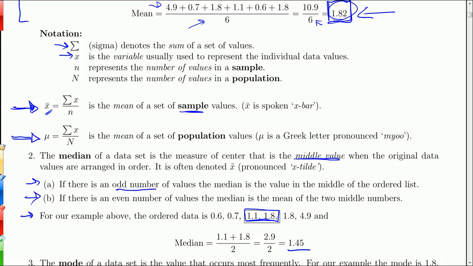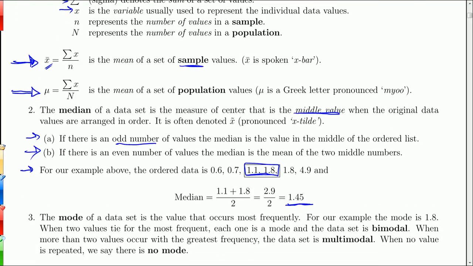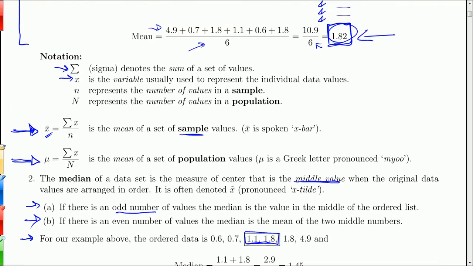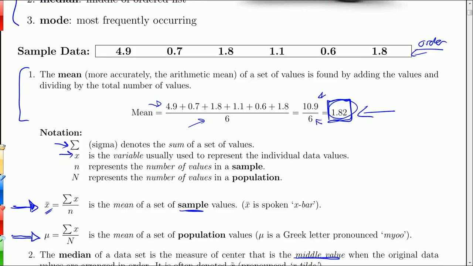Mean 1.82, median 1.45. The mode is the value that occurs most frequently. For our example up here, look at our data, everything occurs once except for 1.8. We have 2 of those, so our mode is 1.8.